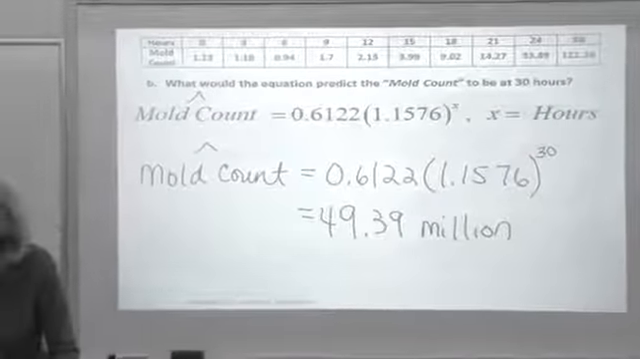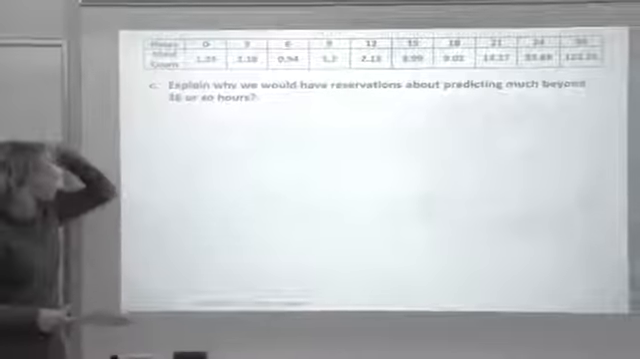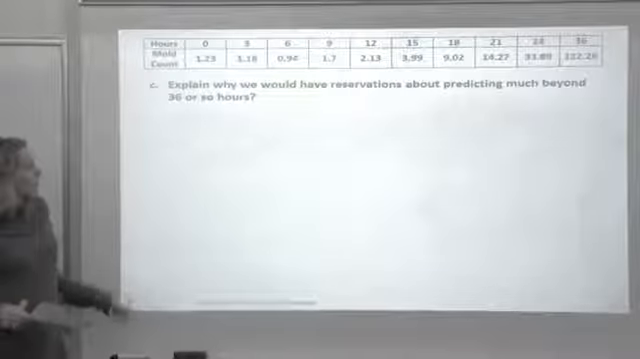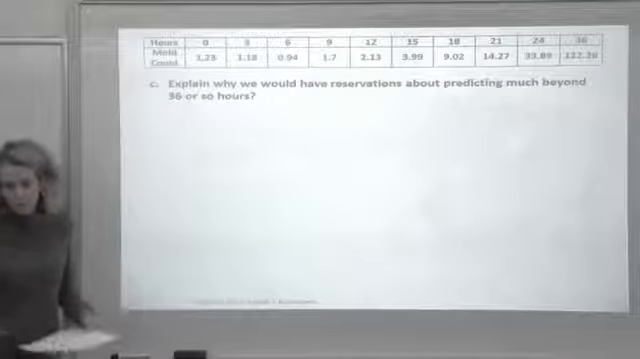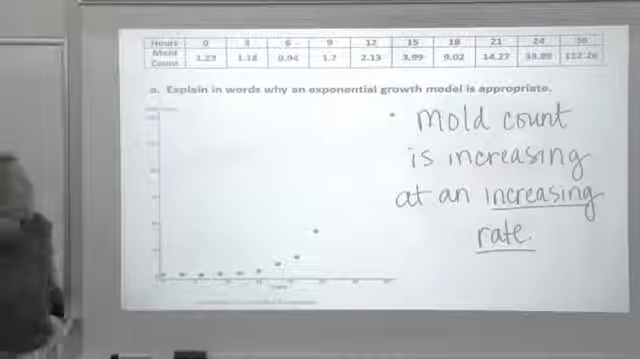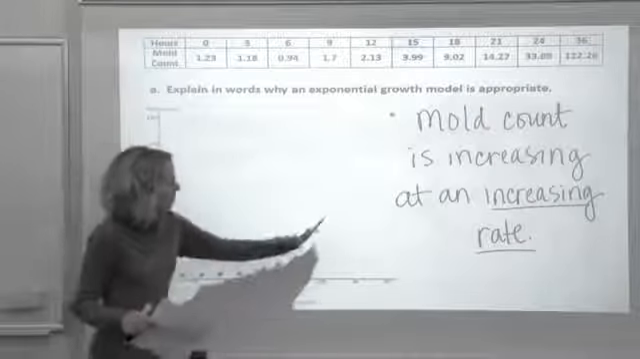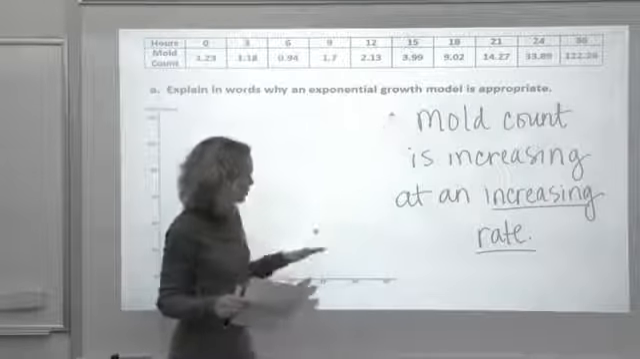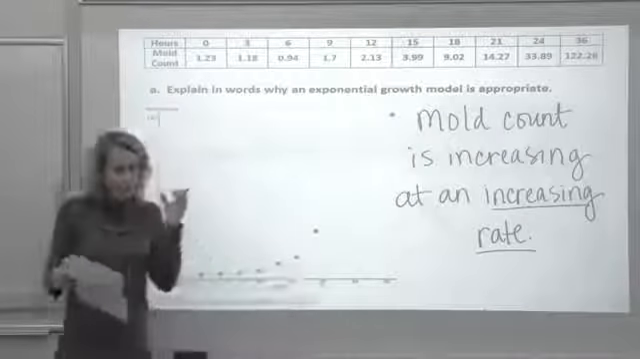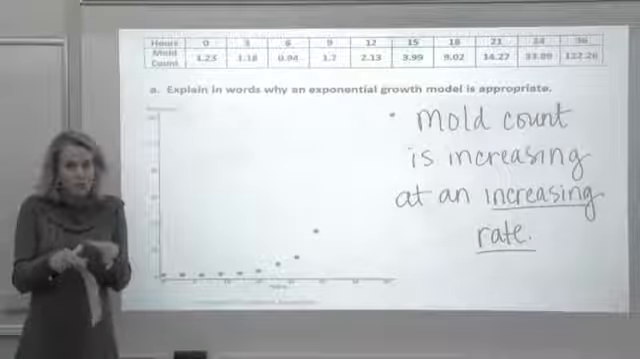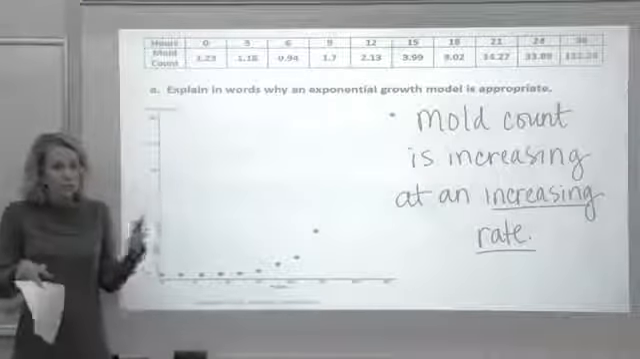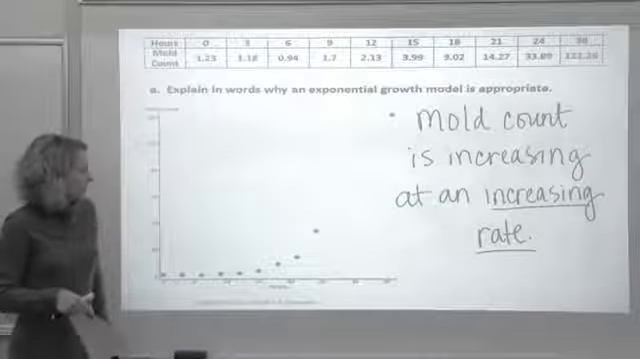All right, part C. Explain why we would have reservations about predicting much beyond 36 or so hours. We'll go back and look at the graph. If you look here, here's 36 hours. We would guess that this would probably continue for a while. However, it is a little petri dish, so how much mold can actually squeeze into that petri dish? There might be some sort of cap here.